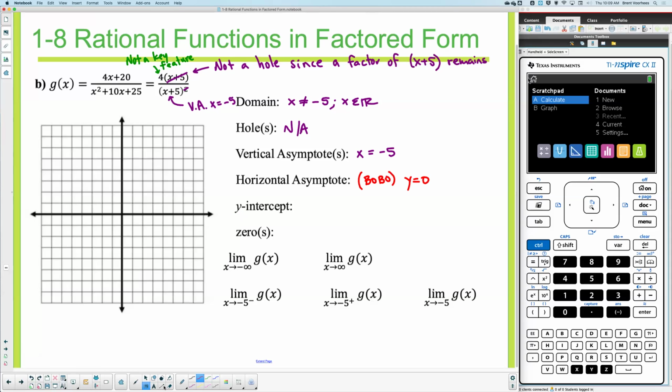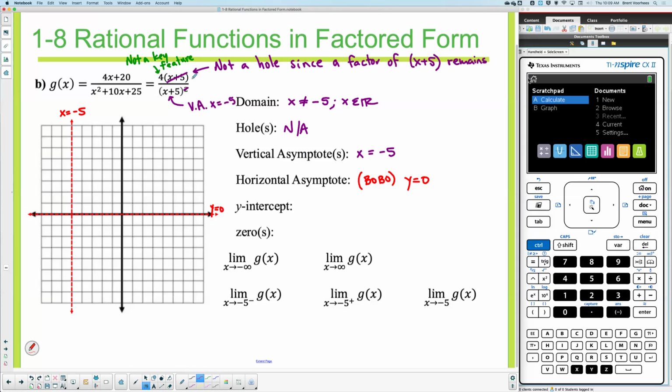Let's go ahead and start adding this to the graph. Here it is, y equals 0. We had a vertical asymptote at -5. Here it is at -5. So let me add those on. That's y equals 0. This is x equals -5. And so far, that's all we've gotten.